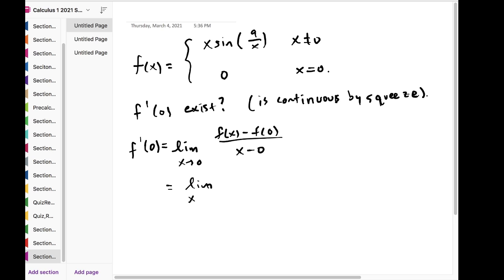As x approaches 0, what is f of x? And it's very important what this means. Not when x is 0, but when it approaches 0. Which function do I look at when x is approaching 0? The first or the second? The first, yes. That's what we write for f of x.